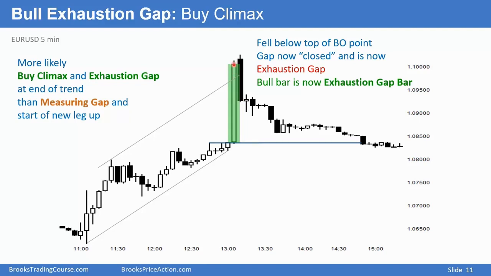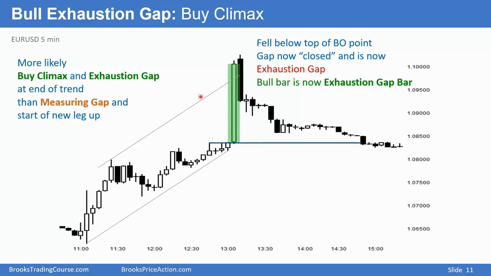At this point here, the gap is this close to the breakout point here or here. And once we get the reversal down here, the gap is now this low and these highs. At this point, it's this low and these highs. At this point, the gap is now this low and these highs. And ultimately, the gap completely closed. And therefore, all of these gaps were exhaustion gaps. This big bull bar was an exhaustion gap bar.